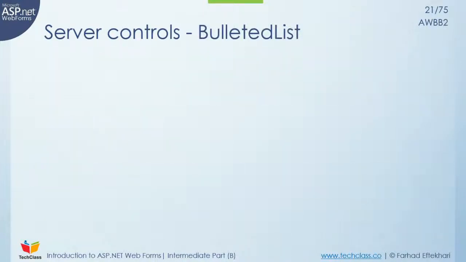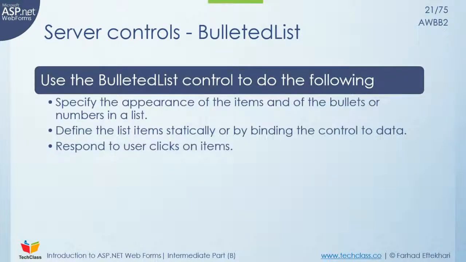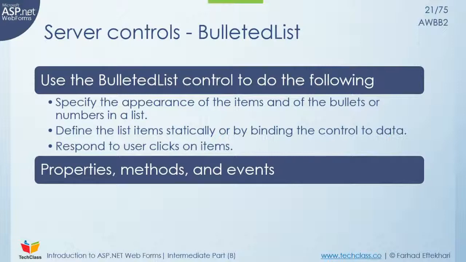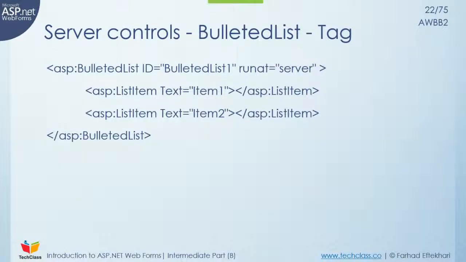The next control that we're going to be familiar with is this bulleted list. So we can have items in this bulleted list, as you can see a little bit later. Here is the link that you can see all of the properties, methods, and events of this control. And this is the tag that we have to use in order to add one bulleted list in our web form.